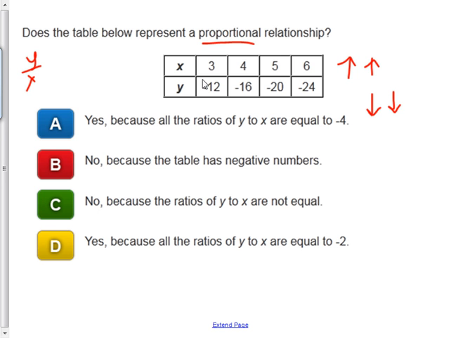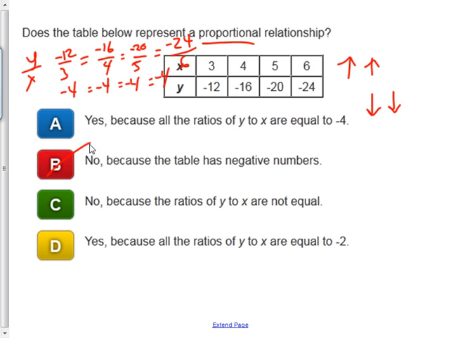So I'm going to flip these all over. So I'm going to go negative 12 over 3, and I'm checking to see if that's equal to negative 16 over 4 and negative 20 over 5 and negative 24 over 6. So what is negative 12 divided by 3? Well, that'd be negative 4. And negative 16 divided by 4 is negative 4, and negative 20 divided by 5 is negative 4, and negative 24 divided by 6 is negative 4. So these are showing that there is a proportional relationship.